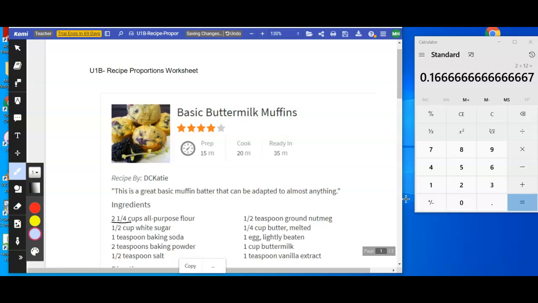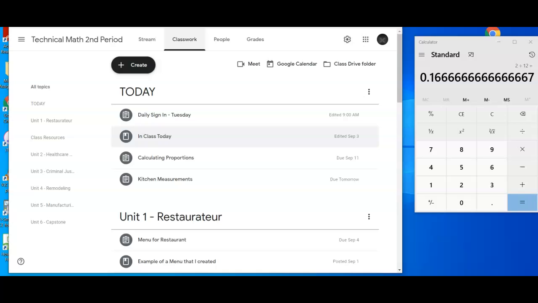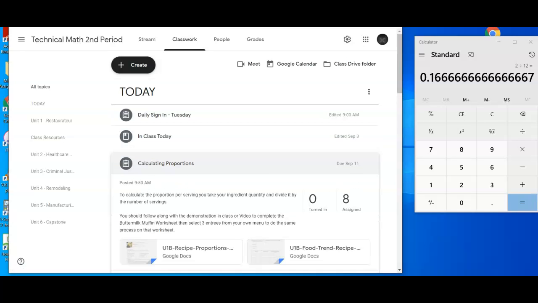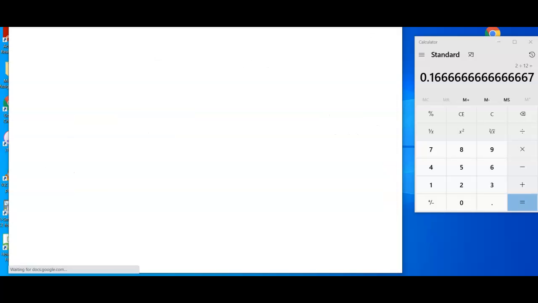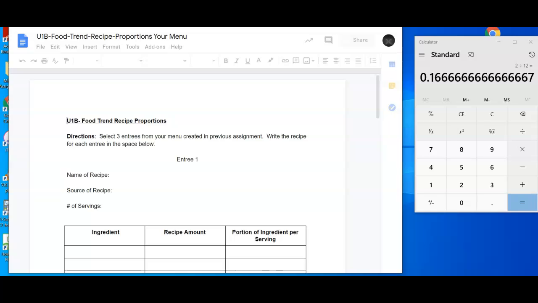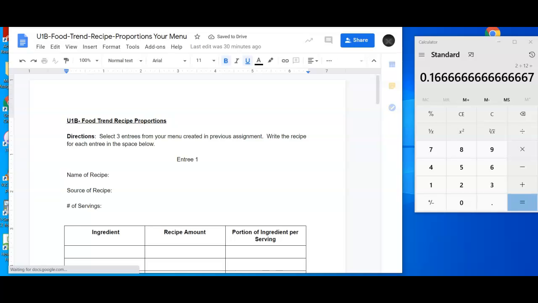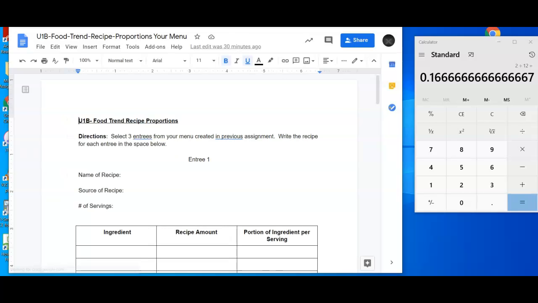The second worksheet that you need to bring up is one where you take 3 of your own entrees. So let me show you that. So you go to 3 of your own entrees. So this is the first one you can see with the picture in it. And you do the same thing. So entree 1, what's the name of your recipe? Where did you find it? How many servings? So that's all on your spreadsheet that you should have handed in last Friday.